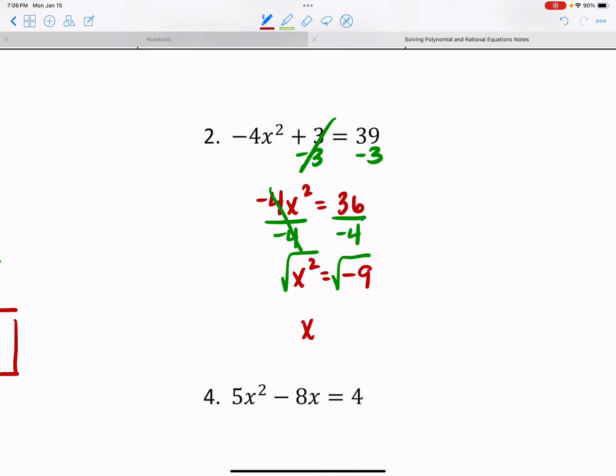So x is now all by itself equal to, when we take the square root in our solving process, we can't forget to put a plus or minus there. And then when we take the square root of 9, it would be 3. If it's the square root of negative 9, we're looking at 3i. So plus or minus 3i for our two solutions here. And remember, we have two solutions because this is a quadratic and it has a degree of 2.